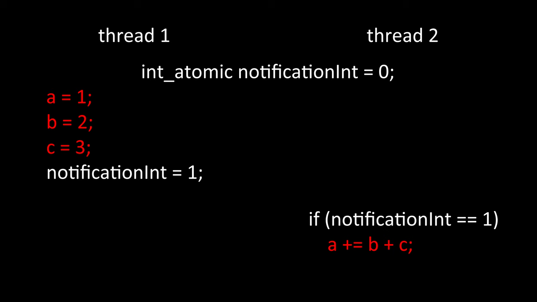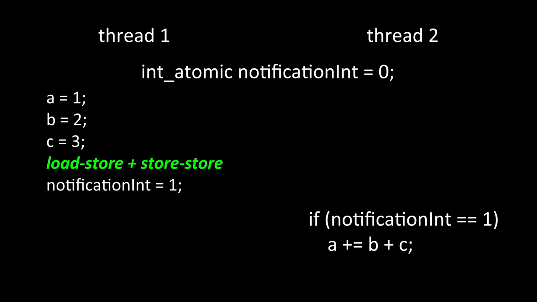Thread 1 is storing the value of notification int after it made some operations to ABC, so we need to make sure all the memory operations happen before the store. Fortunately, we can do that by placing a load-store and store-store barriers between them. Those two give us the guarantee that ABC have their values visible to other threads when the notification int is changed. So, is that it? Is it enough to make this example work?